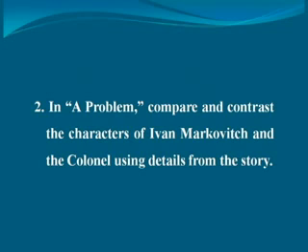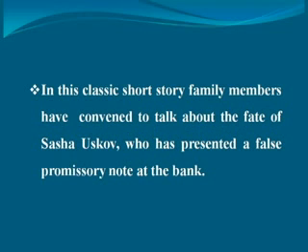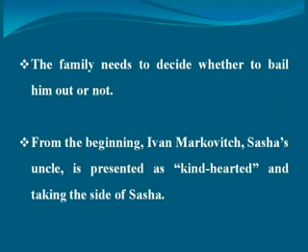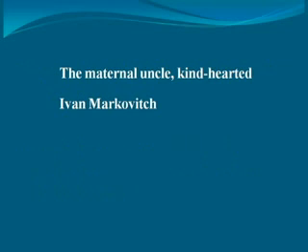In A Problem, compare and contrast the characters of Ivan Markovitch and the colonel using details from the story. In this classic short story, family members are convened to talk about the fate of Sasha Chekhov, who has presented a forged promissory note at the bank. The family needs to decide whether to bail him out or not. From the beginning, Ivan Markovitch, Sasha's uncle, is presented as kind-hearted and taking the side of Sasha. Note how he persuades the rest of the family to side with him.